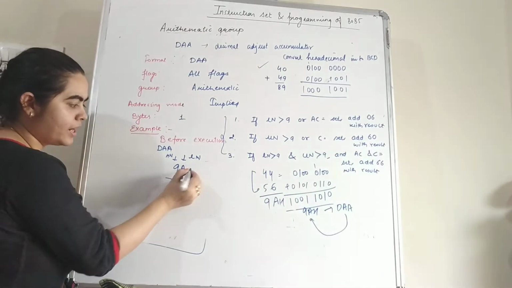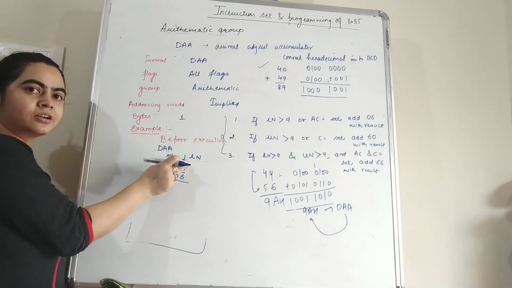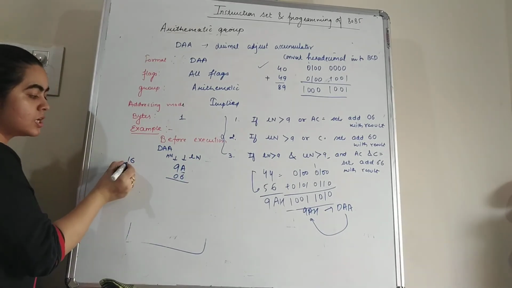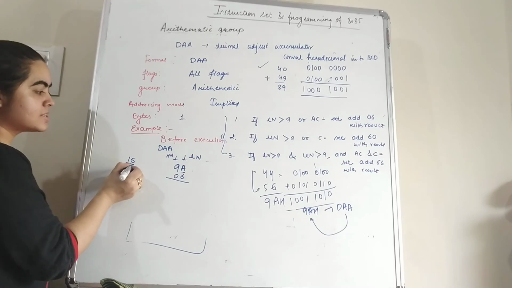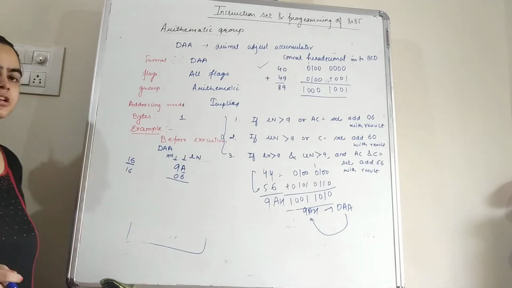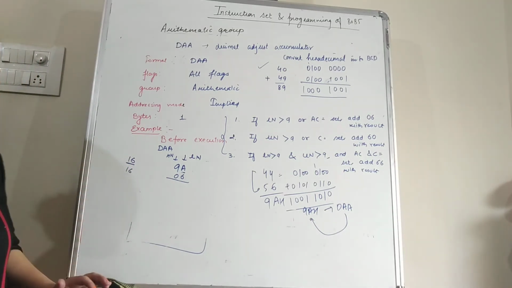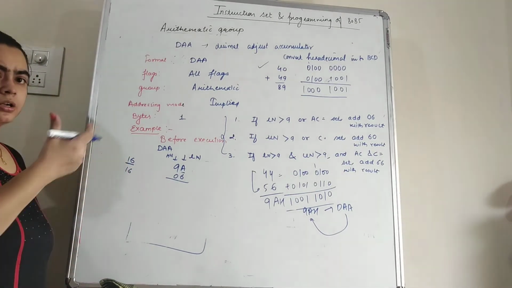So this is 10 and this is 6. When we add 10 with 6, the result is 16. That means now we can subtract 16 from 16, because in hexadecimal we have base 16.